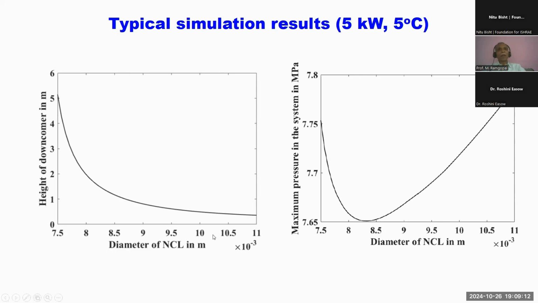Right? So when I am taking these two factors into account, it means that I have to optimize the diameter. I have to optimize the diameter in such a way that the loop height is not very high. At the same time, the standstill pressure is also not very high, right? So this optimization has to be done using mathematical models.